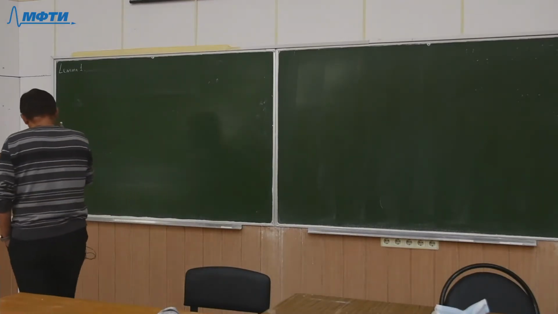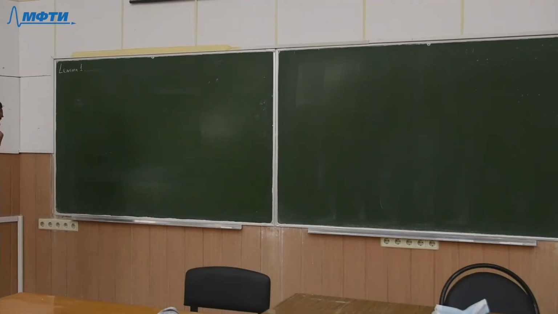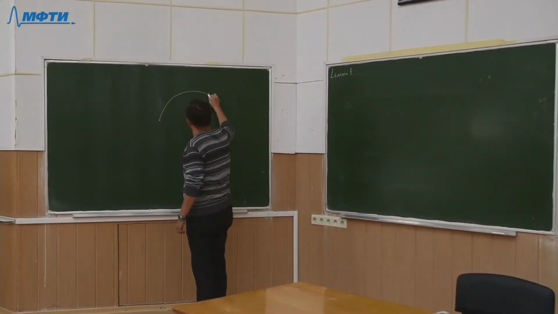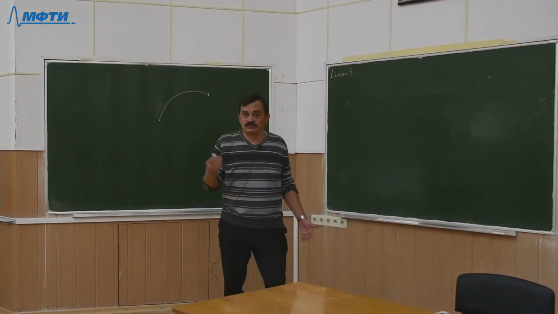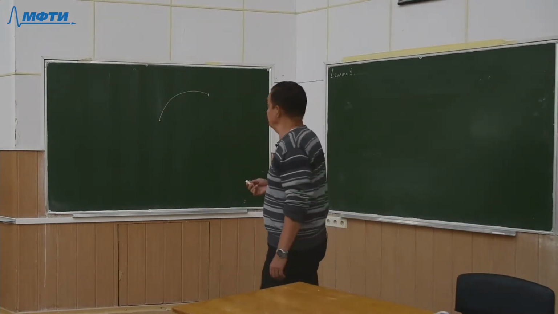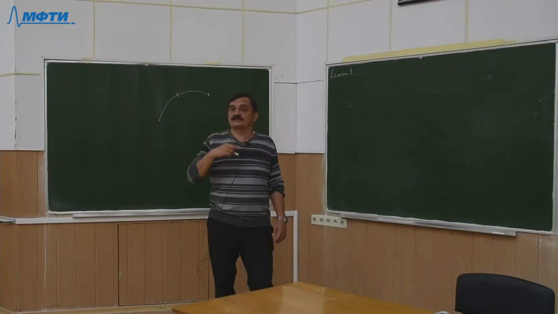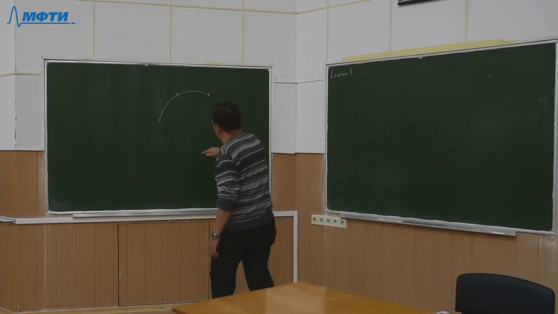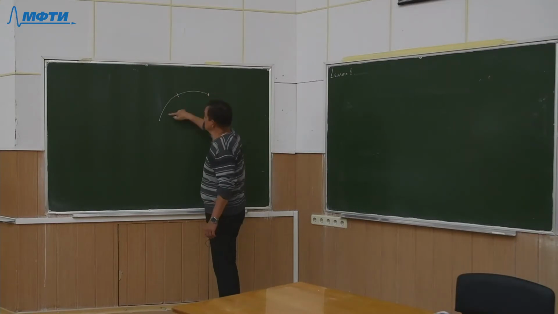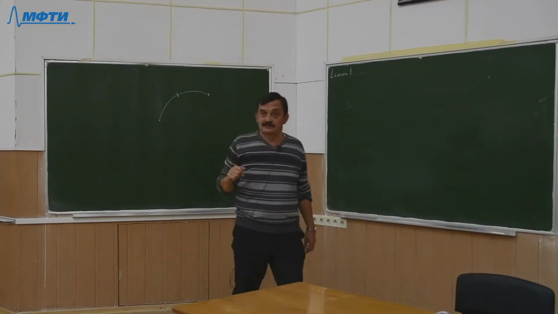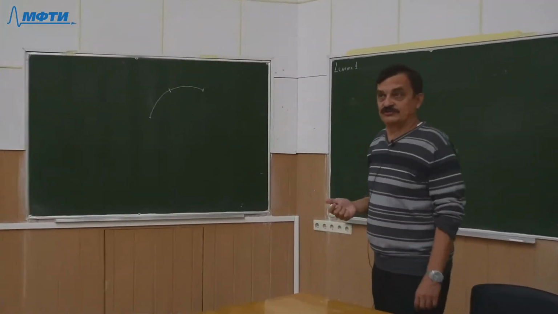So, lemma one is, I would say, obvious from the geometrical point of view. What does it say? If you have a curve and it is rectifiable, so you know there is a length of this curve, then if you split that curve into two parts, the length of the total curve is equal to the sum of the lengths of those two parts. So it seems to be absolutely obvious, right?